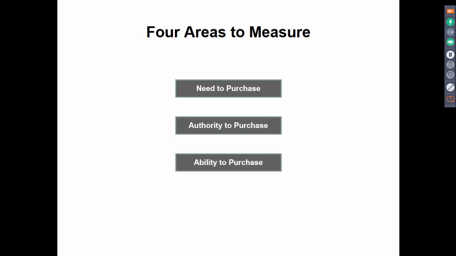Does he have the ability to purchase? So maybe he needs a car, he is the decision maker, but maybe he doesn't have a job. Maybe his car's breaking down, so he definitely needs one. He's the one who decides everything, but he doesn't have a source of income, so he's not able to get financing, so he doesn't have the ability to purchase.